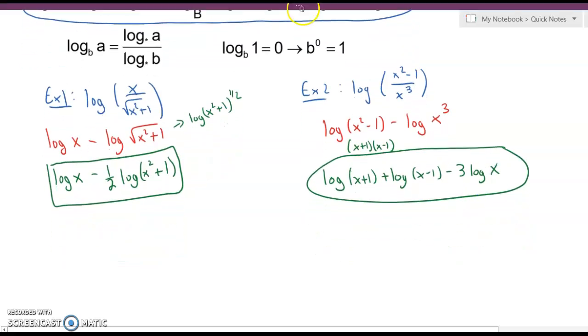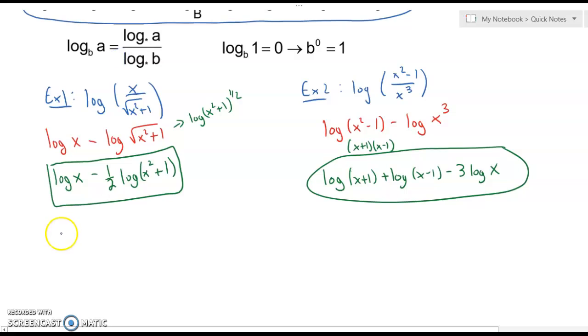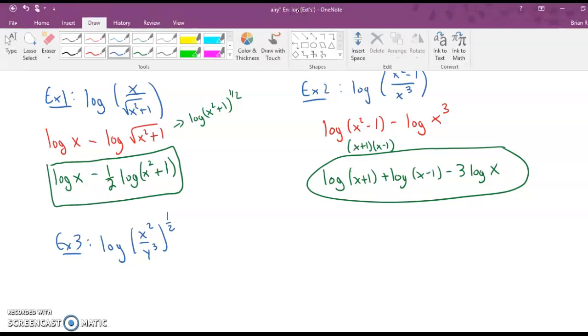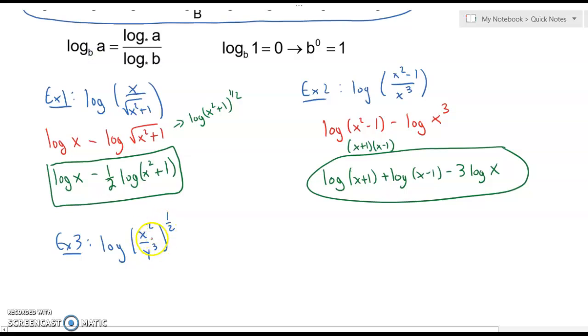What about a problem like this? The log of x squared over y to the third, taken to the 1/2 power. There's a lot of different approaches we can take. One is to take that 1/2 out now because it is an exponent, then separate them out, and then bring some more exponents out as well. I'm going to take a little bit different approach though. I'm going to use one of my exponent rules.